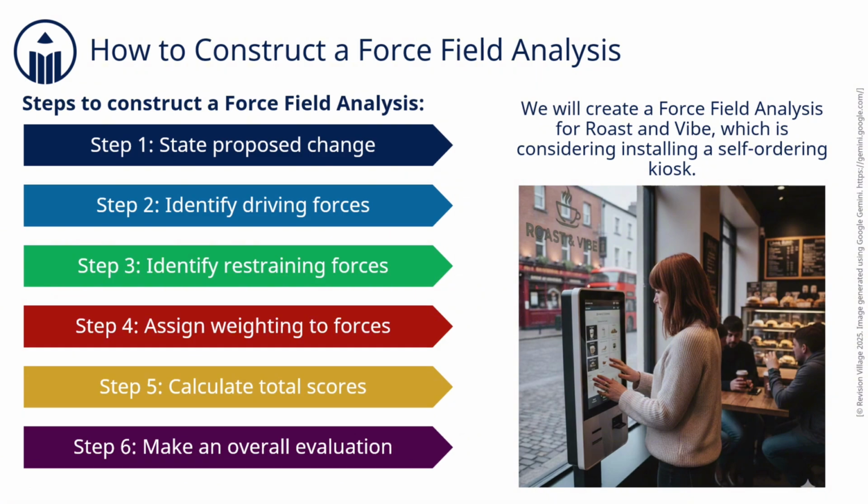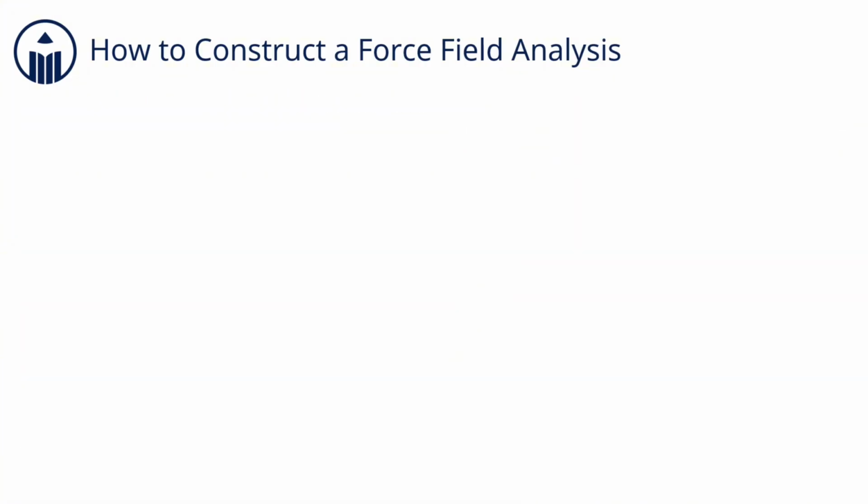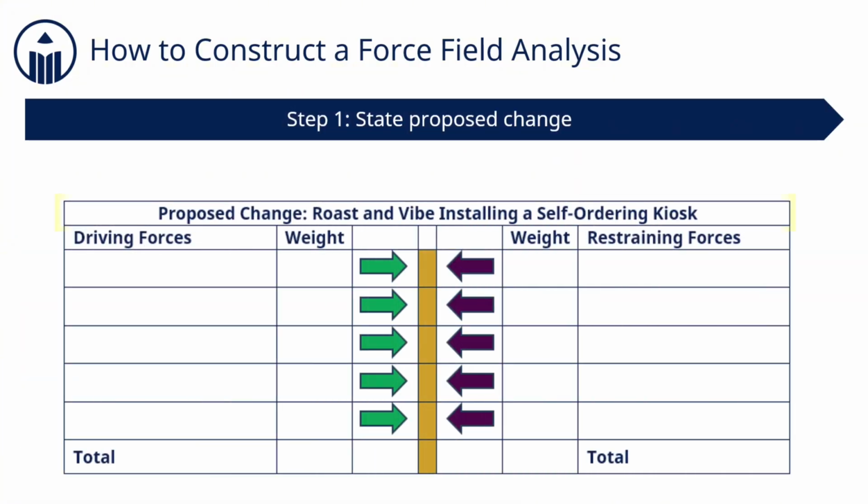We will create a sample force field analysis for Roast and Vibe, a coffee shop located in Dublin, Ireland, which is considering installing a self-ordering kiosk. To construct a force field analysis, we start by clearly stating the proposed change and setting up the chart as shown. For the Roast and Vibe example, the proposed change is installing a self-ordering kiosk in the store. This is shown at the top of the force field analysis chart. Roast and Vibe owners Sean and Marie have identified the following forces.